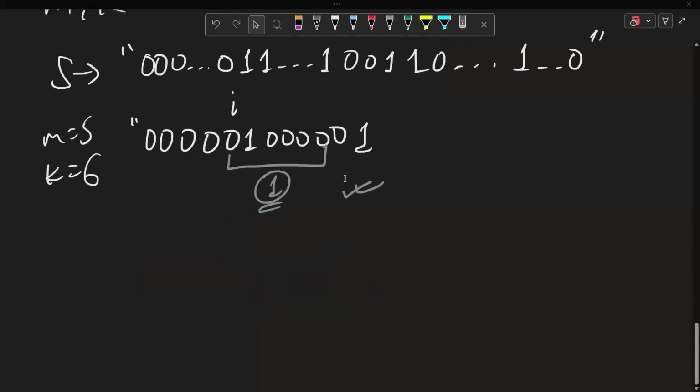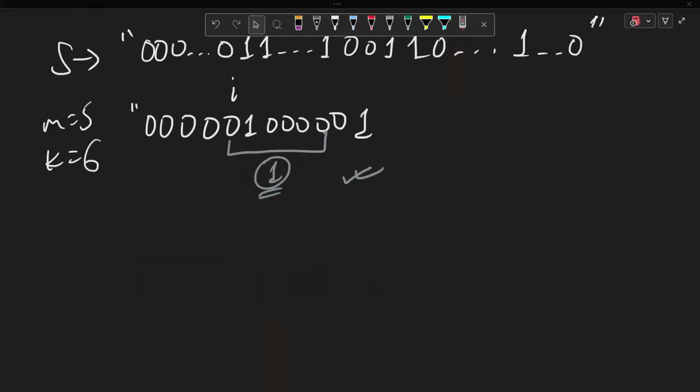So what basically we would do, we would start with whatever binary string that we have.